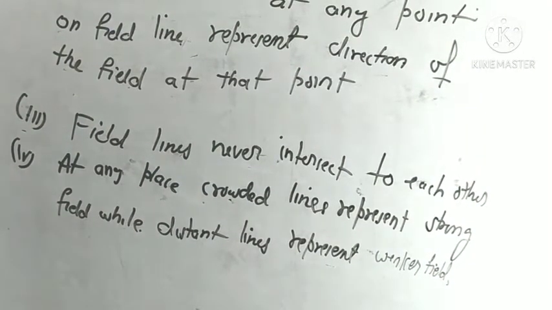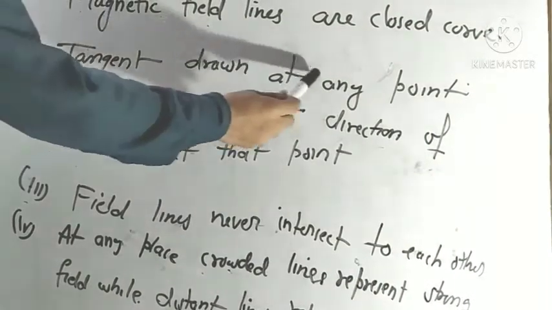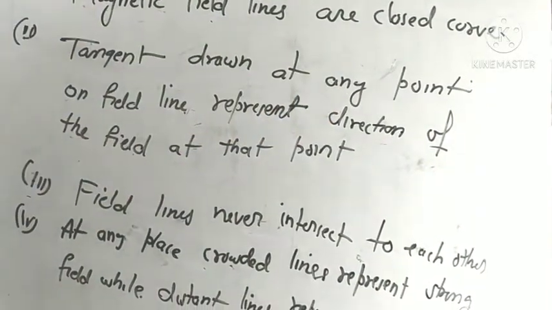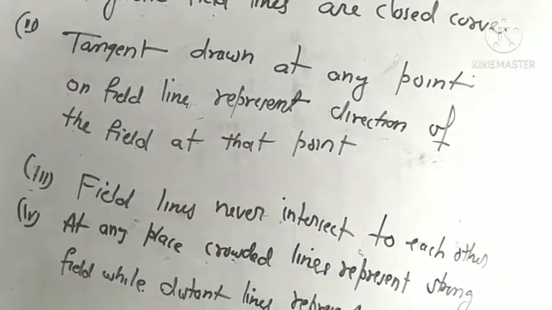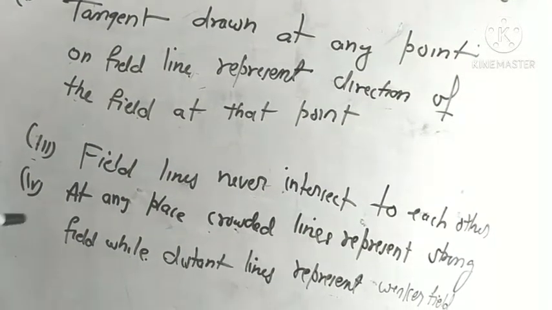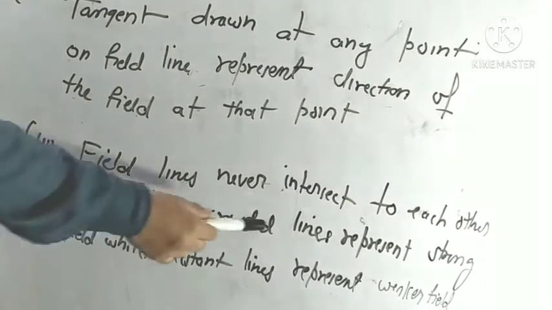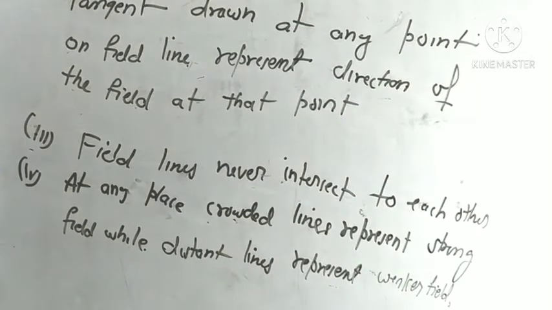So I repeat again. Magnetic field lines are closed curves. A tangent drawn at any point on a field line represents the direction of the field at that point. Third point is field lines never intersect each other, and fourth point, at any place crowded lines represent a strong field while distant lines represent a weaker field.